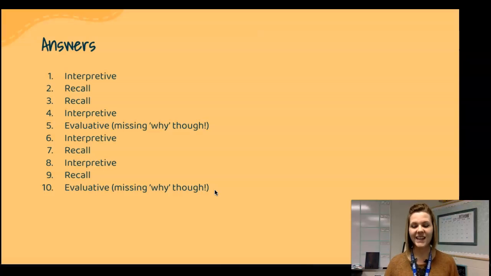The answers. Number 1 is interpretive. Number 2 and 3 are recall. Number 4 is interpretive. Number 5 is an evaluative question, but it's missing that important why. Number 6 is interpretive. 7 is recall. 8 is interpretive. 9 is recall. And 10 is evaluative, but it's missing that important component why.